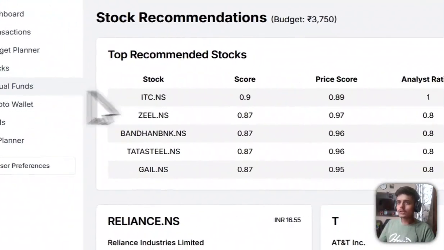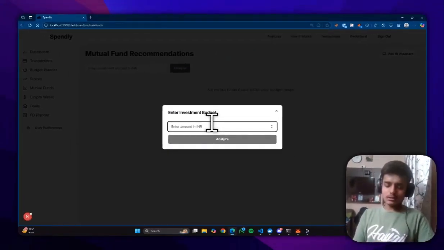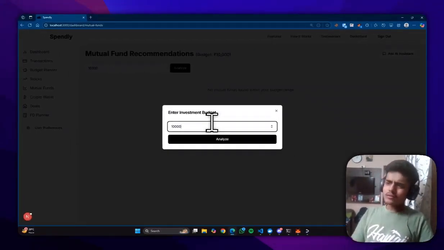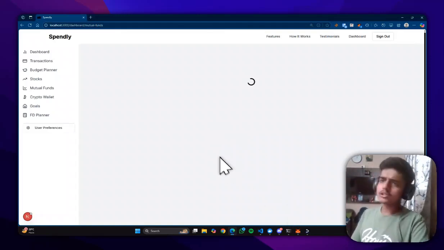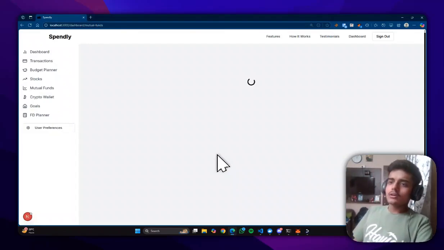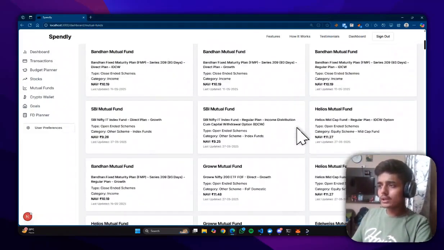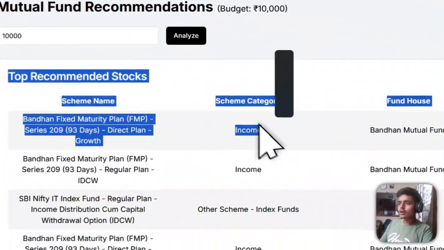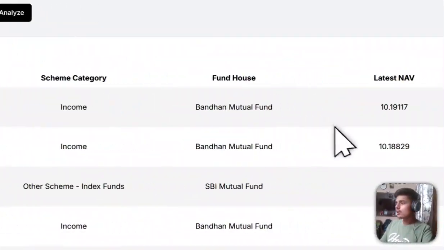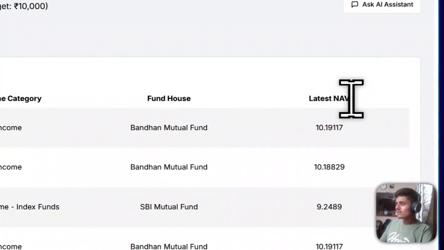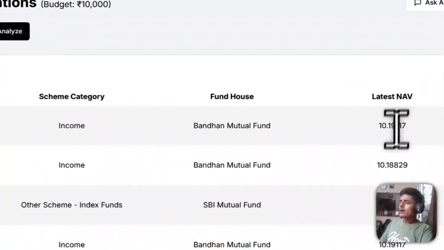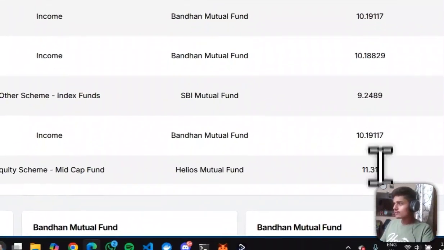Now coming on to our third feature, which is the mutual funds, where we have implemented the same thing. We can also provide a custom budget for fetching the mutual funds. The mutual funds being fetched are from the top 500 stocks used in India. Here also we are providing top recommended mutual funds according to the NAV, which is net asset value, and the returns of those mutual funds and all that.